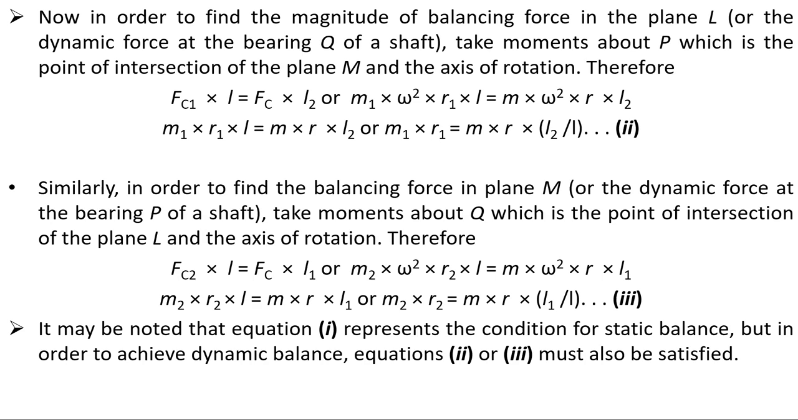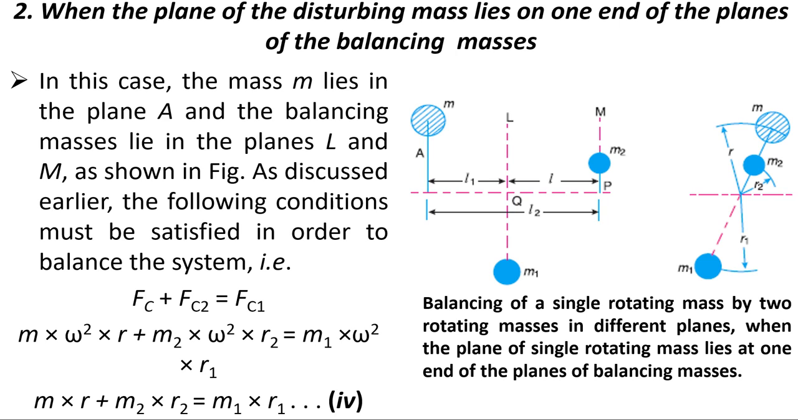So it may be noted that equation 1 represents the condition for static balancing, that is the first case, but in dynamic balancing you have to achieve the second and third conditions also. Okay, so when all the conditions are satisfied, it becomes dynamic balancing also. So in the same way we take the second case now.